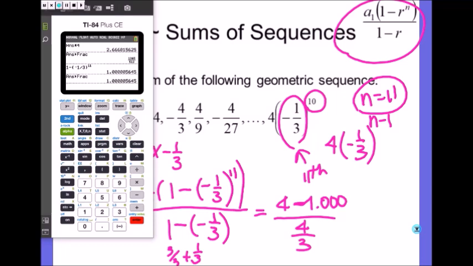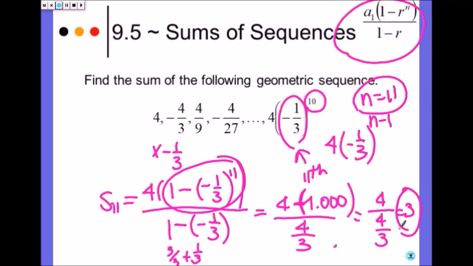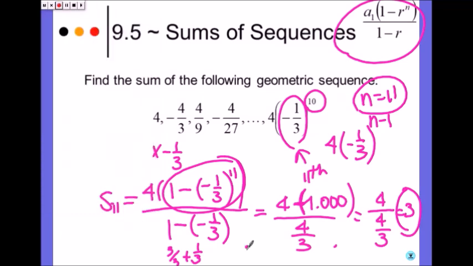Here actually, it's 4 times just 1, not minus, because this became 1, right? So it's 4 times 1, 4, divided by 4/3, which becomes 3, right? 4 divided by 4/3, don't forget the parentheses, is 3. So the sum becomes 3.